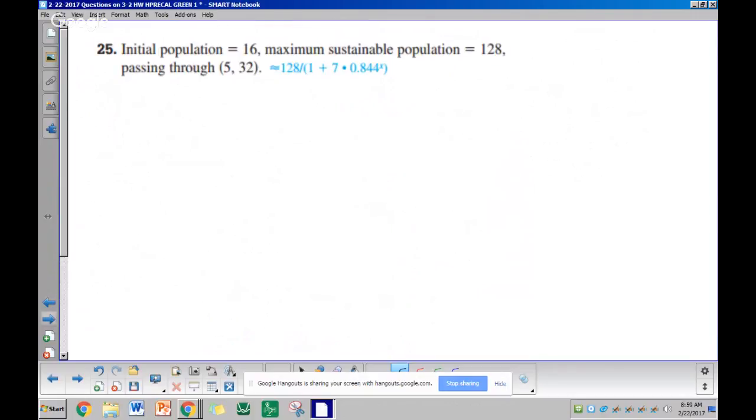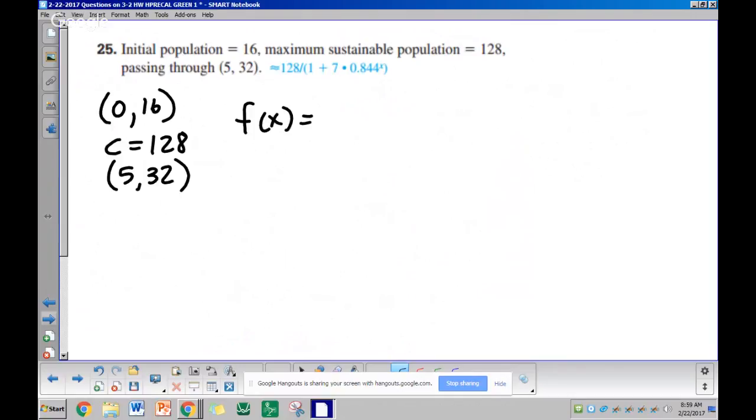Initial population is 16. What are they telling me in a top secret language? 0 to 16 is the point. Maximum sustainable population, that's the carrying capacity of 128. And passing through the point 5, 32. So this is the same process here. And so we're going to go f of x equals c over 1 plus a e to the negative kx.